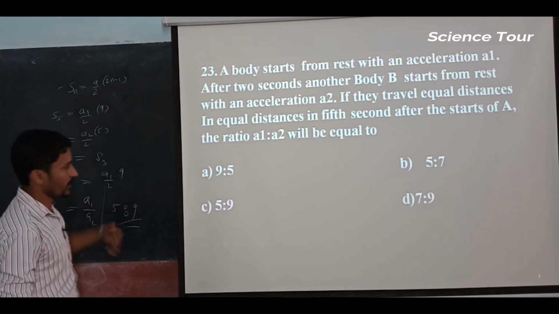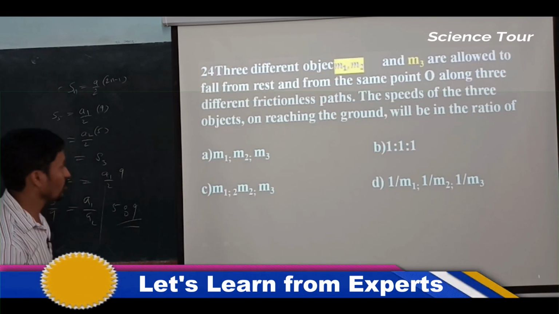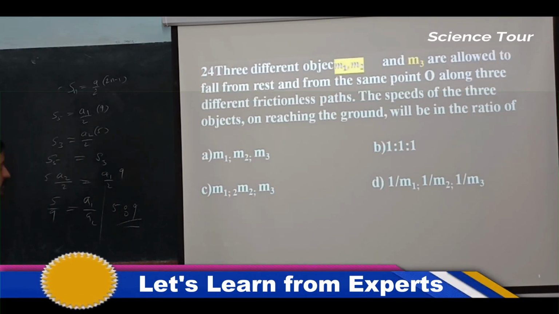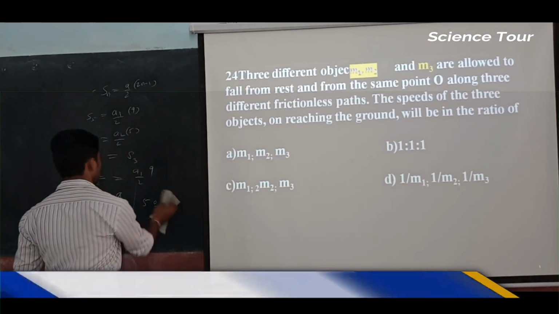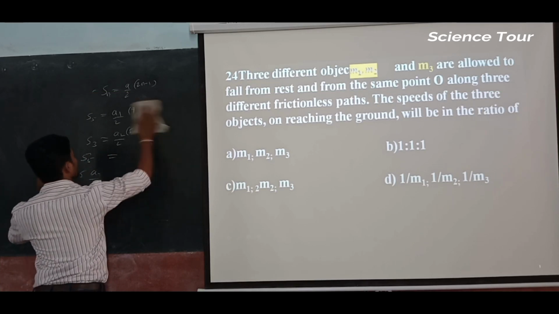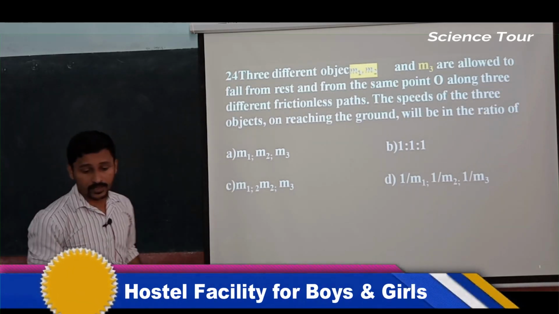This becomes 5 is to 9. Option say, go through the next question, which is on the screen. It says that, what it says.